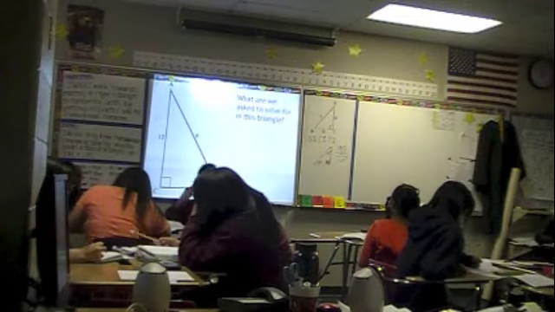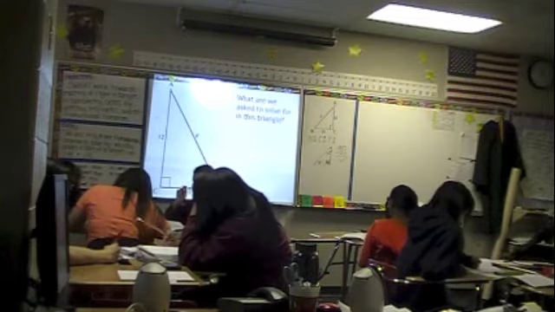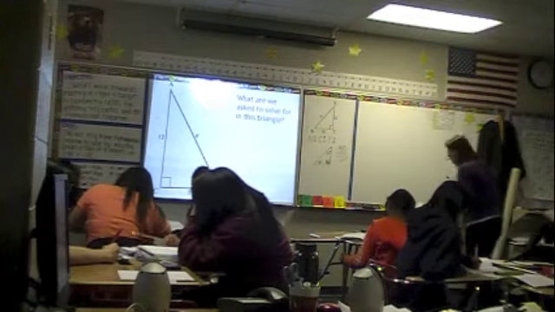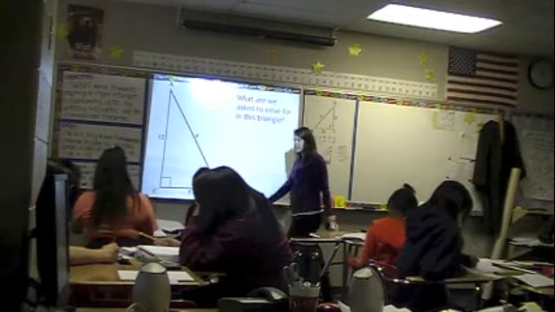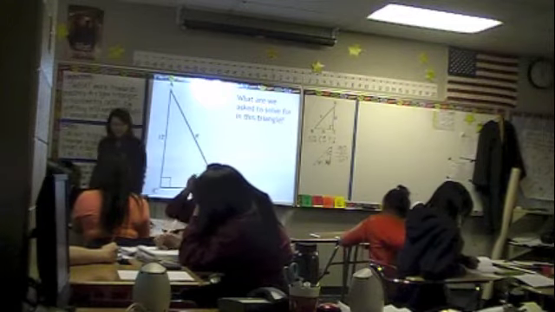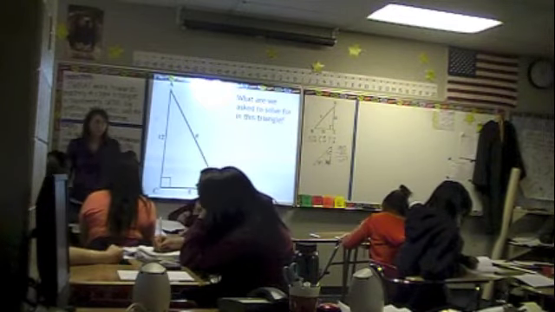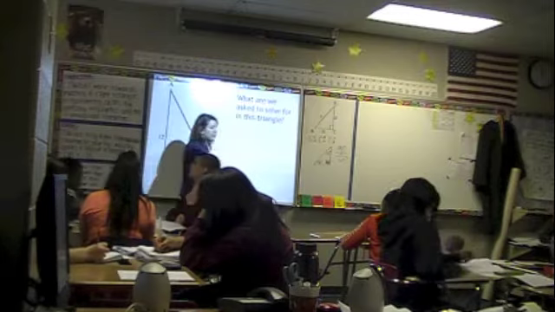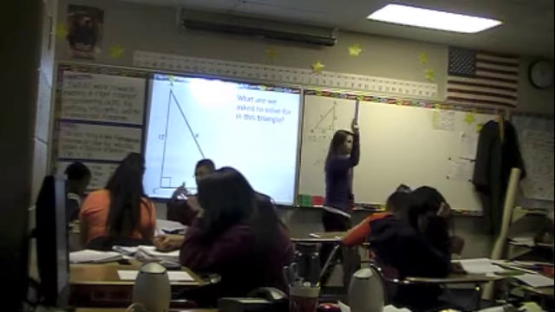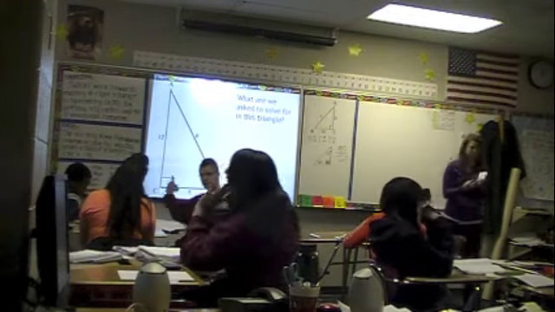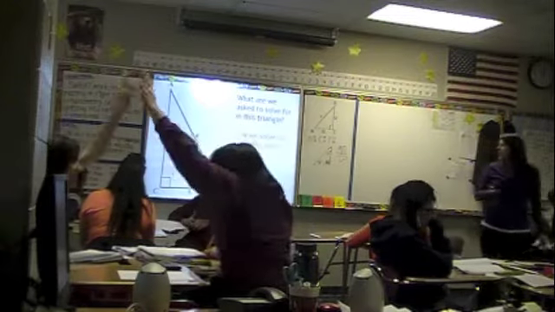We have it? You got it? I like these answers. Beautiful. All right, as a class, on the count of 3, what do we get for C? 1, 2, 3. 13. All right.